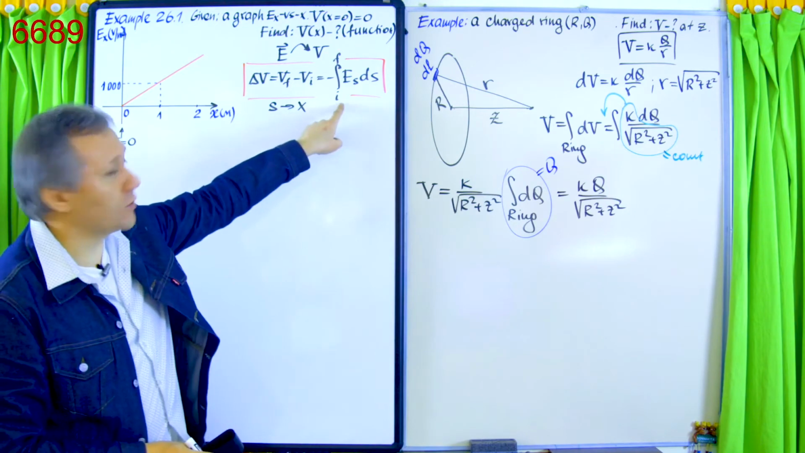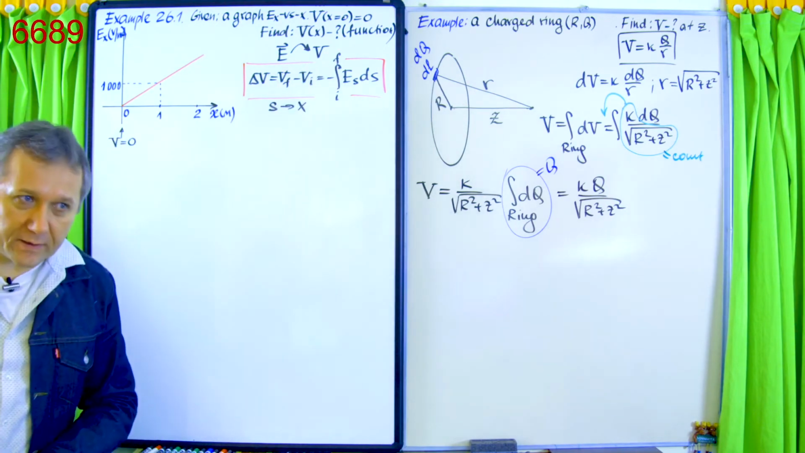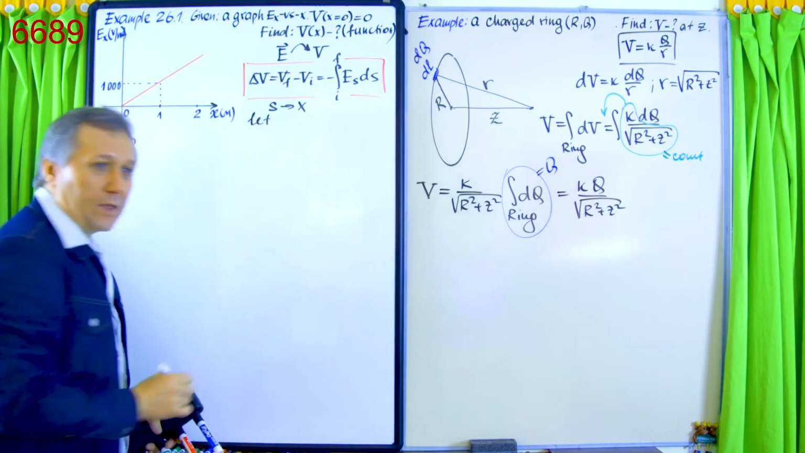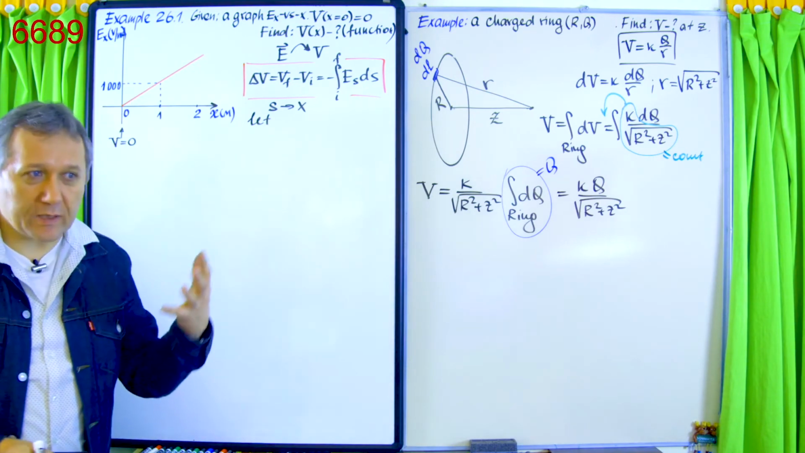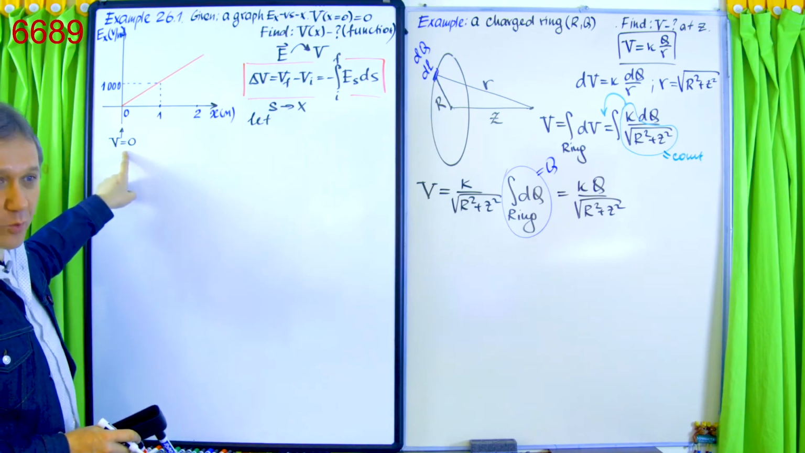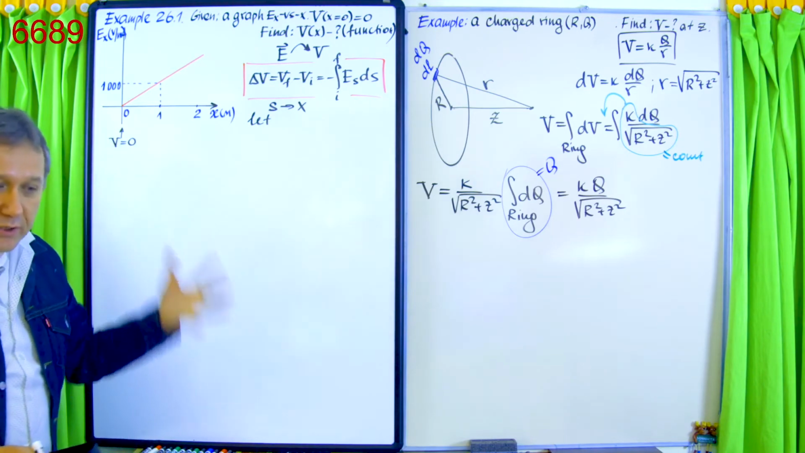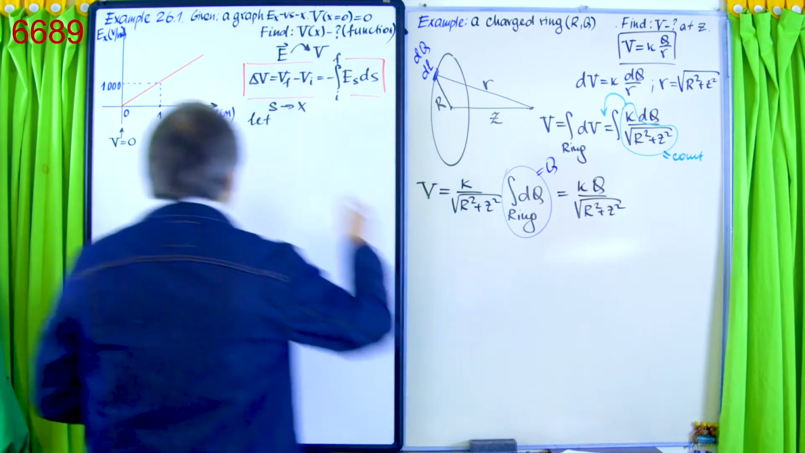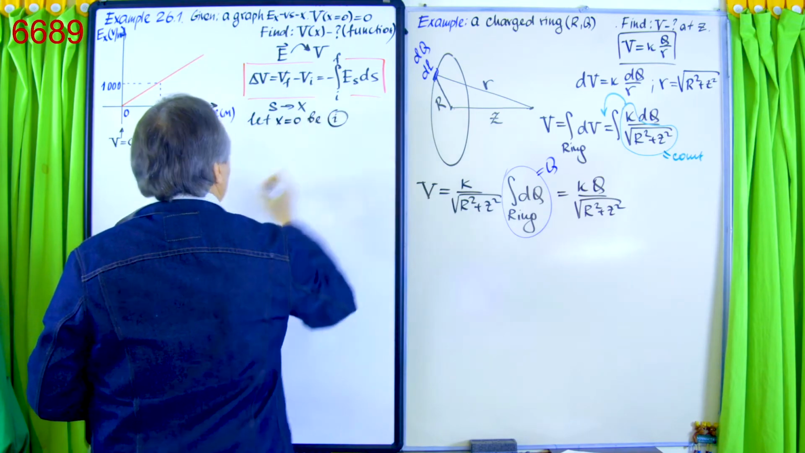Then we need to make a decision which point we're going to treat as the initial point and which point is going to be our final point. Which point, again, it's up to you. You can use any point you want. But since we have some information about the electric potential at the origin, it makes sense to take this point, x equals 0, as our initial point. So let x equals 0 be our initial point.